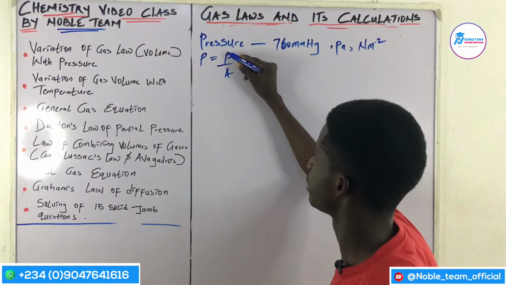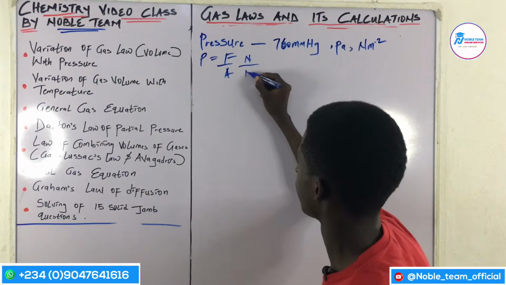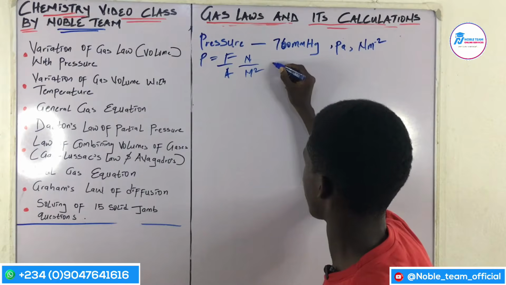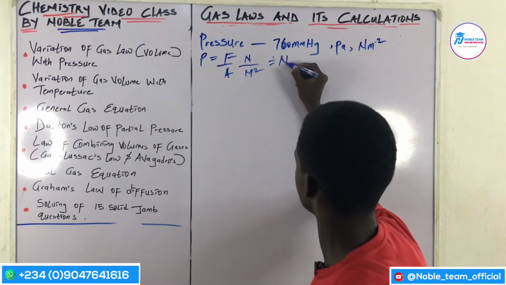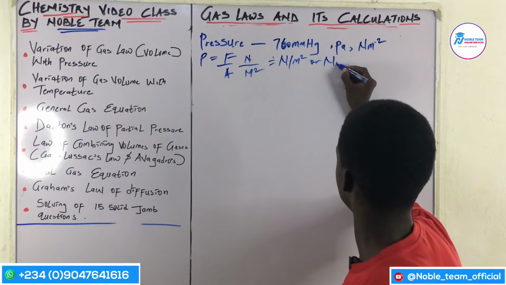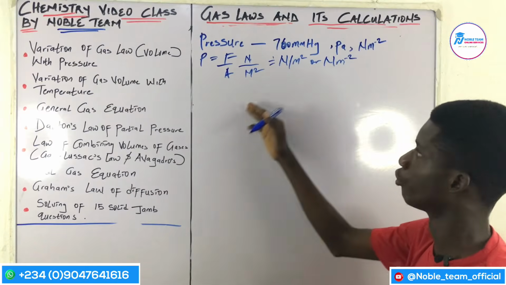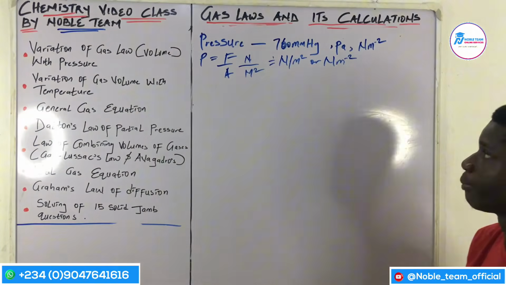Then what is the unit of force? Newton. Then what is the unit of area? Meter square. Then we have Newton per meter square, or Newton meter to the power of minus 2. You understand? So this is the unit of pressure.